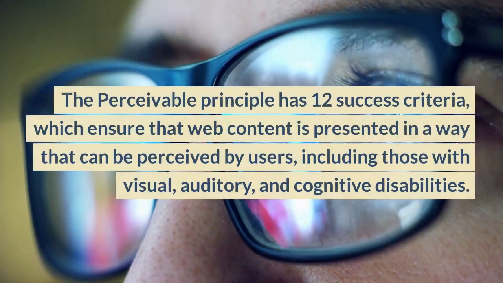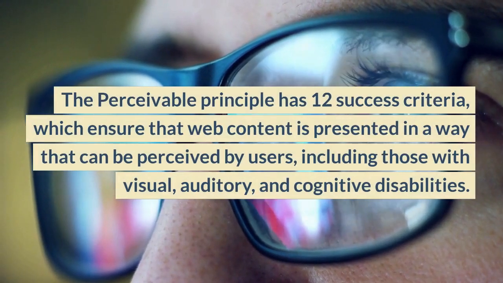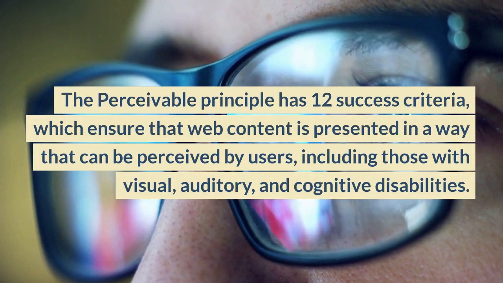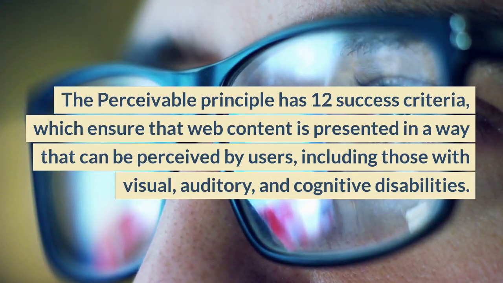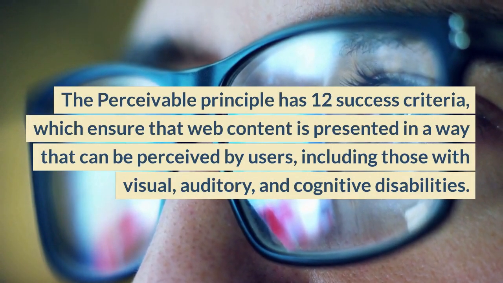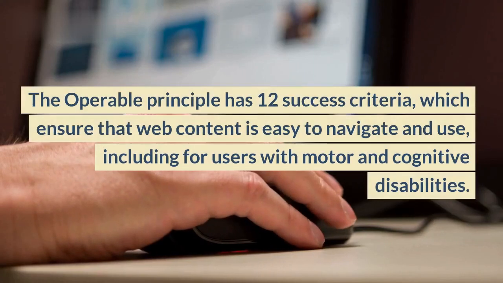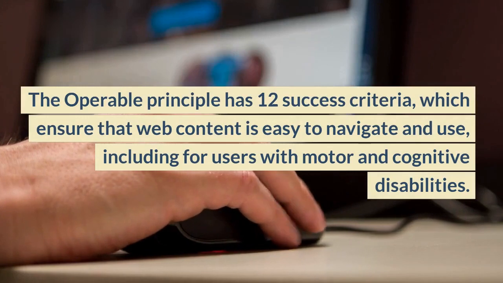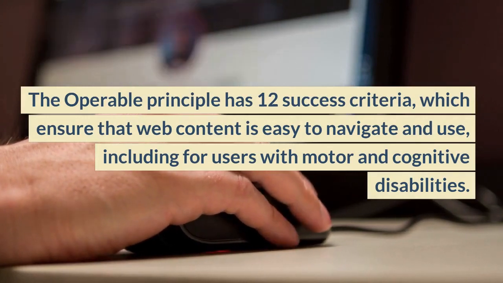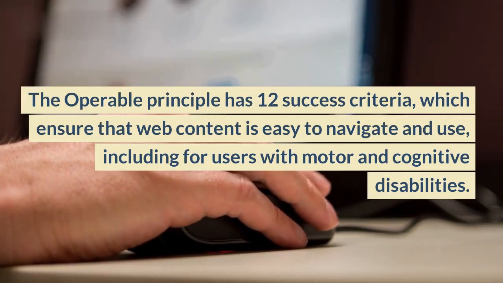The perceivable principle has 12 success criteria, which ensure that web content is presented in a way that can be perceived by users, including those with visual, auditory, and cognitive disabilities. The operable principle has 12 success criteria, which ensure that web content is easy to navigate and use, including for users with motor and cognitive disabilities.